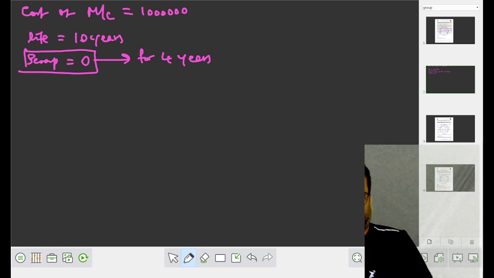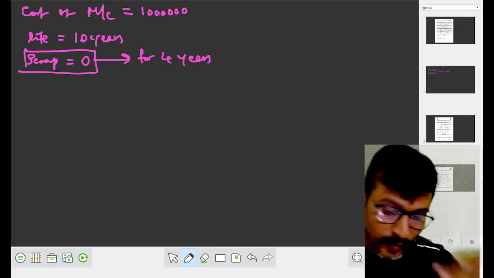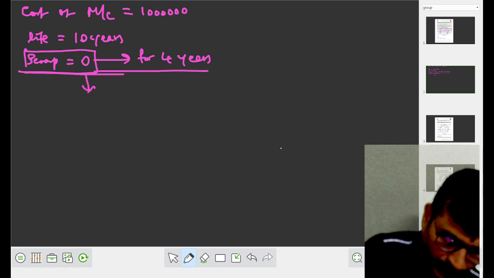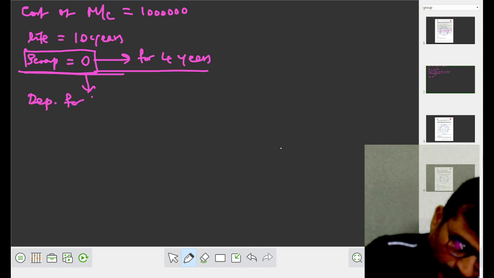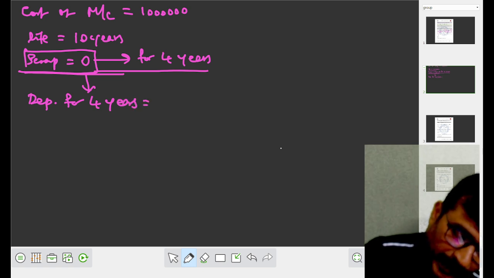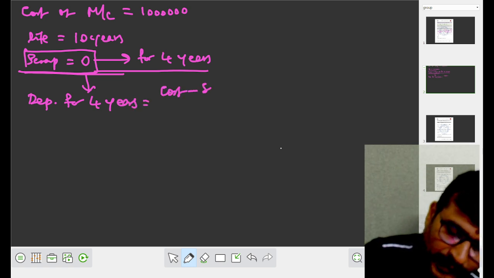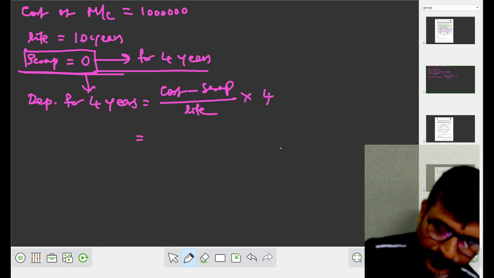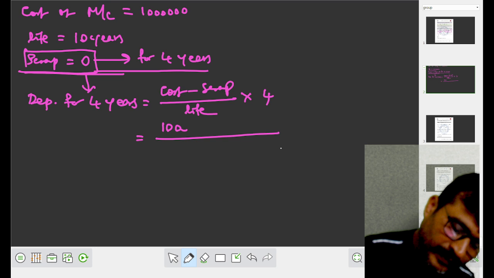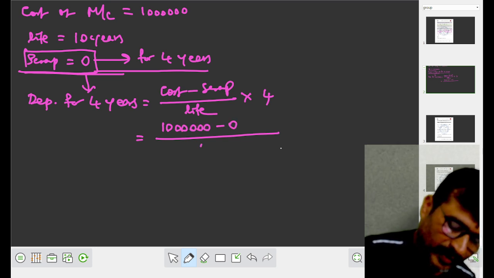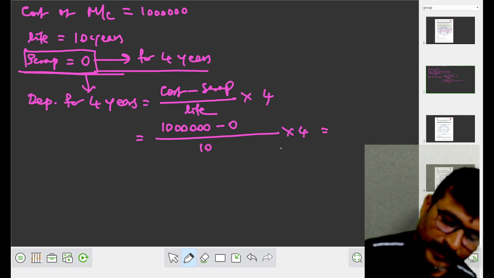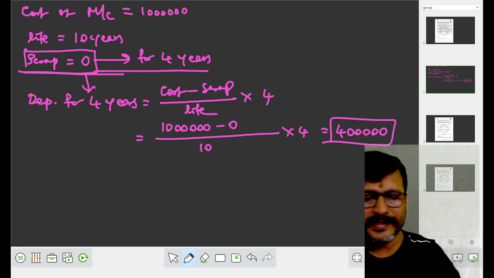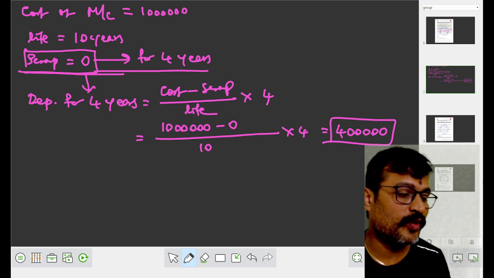Sorry for the interruption. Now, we have to work out depreciation for 4 years. Cost minus scrap by life into 4. What is the cost? 10 lakh, scrap is 0, life is 10 years, into 4. It comes to 4 lakh, my dear students. Fine. It is rupees 4 lakhs.